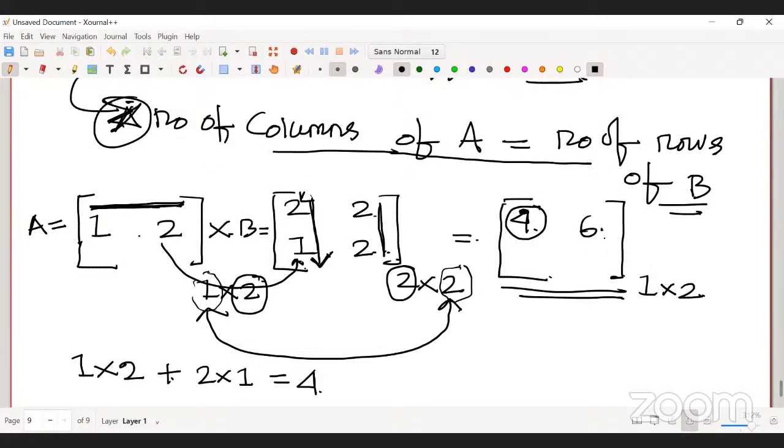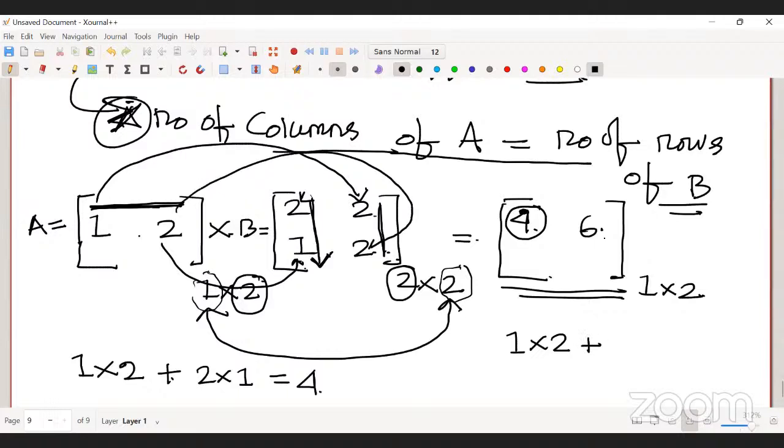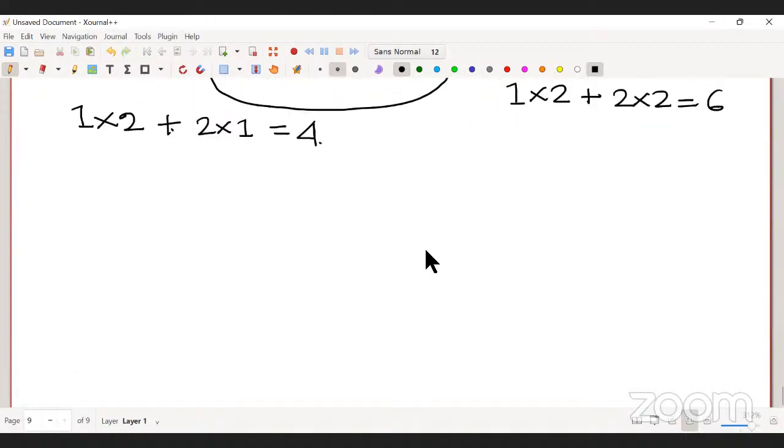So what I'm doing, I'm multiplying 1 times 2, then I'm adding 2 times 2. Okay, I'll get 6. Okay. So maybe let me take one more example.